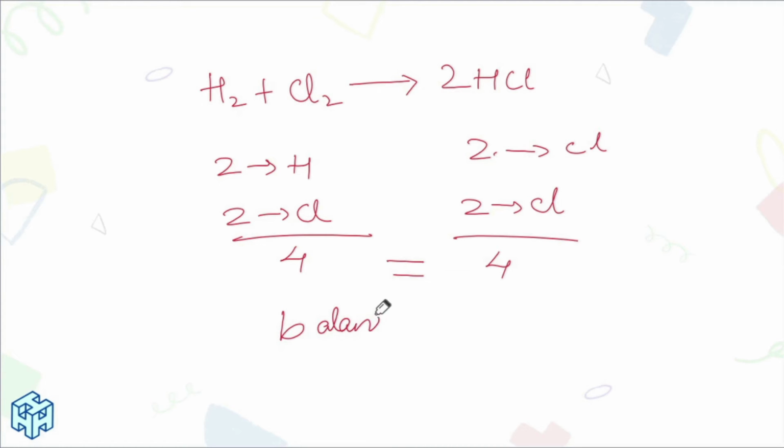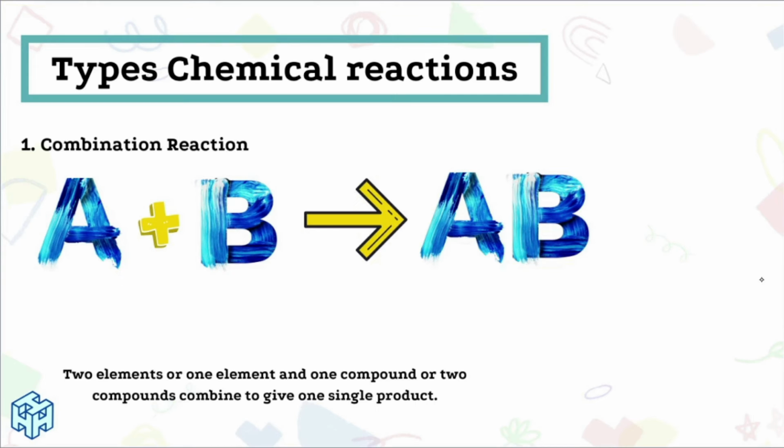Did you understand? Yes. Now in the next topic we are going to understand what the types of chemical reaction are. There are various types of chemical reactions. First we are going to understand combination reaction. Sir, what is combination reaction?